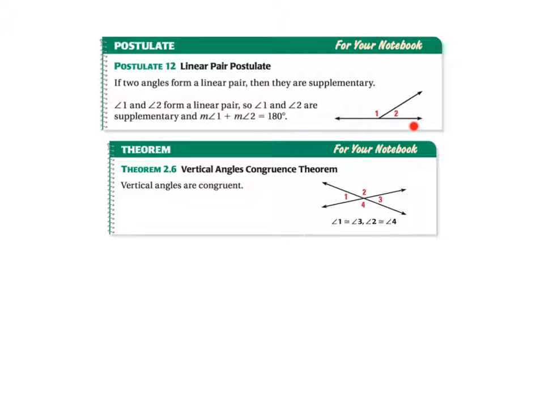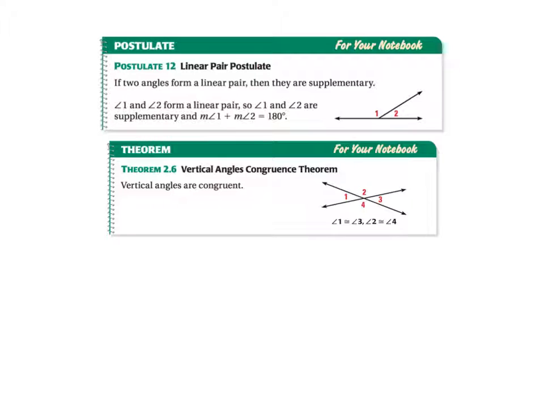You can see that since they form a straight line, angle 1 and angle 2 are supplementary, meaning that the measure of angle 1 plus the measure of angle 2 would equal 180 degrees. Again, we already know this because we talked about it in chapter 1, but now we're just formally calling this the linear pair postulate.